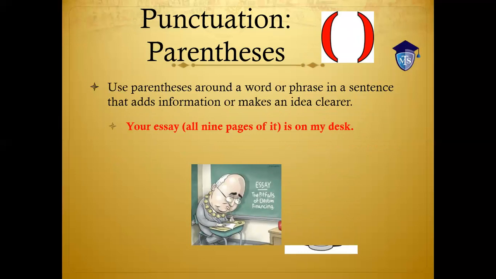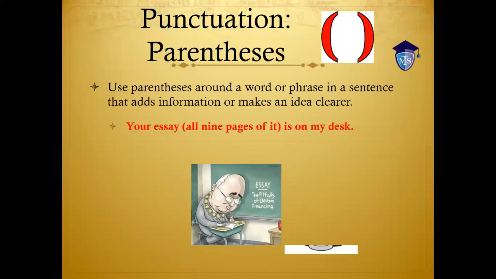Parentheses. Parentheses, they are the half-circled ones. We use parentheses around a word or phrase in a sentence that adds information or makes an idea clearer. For example, your essay, all 9 pages of it, is on my desk. Now, is this piece of information really important to be added? No, you could have just said your essay is on my desk. So putting this piece of information is adding more information. So I'll be using parentheses.